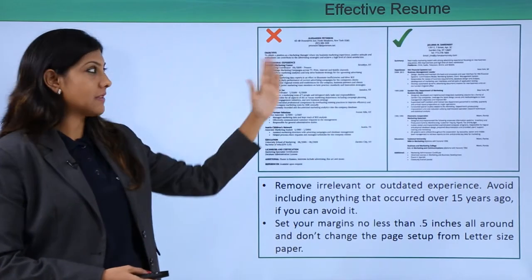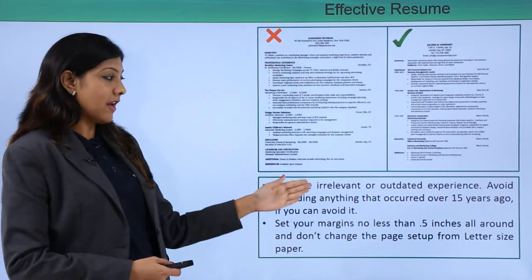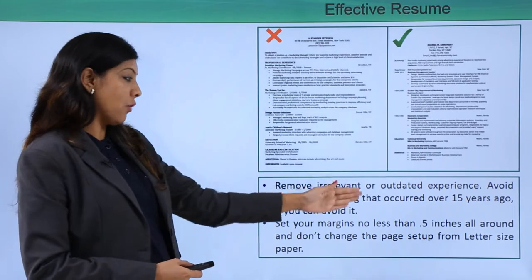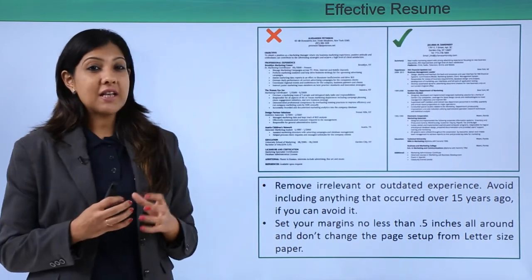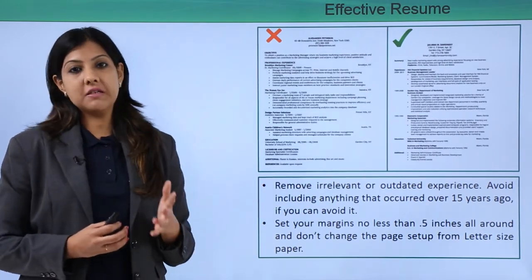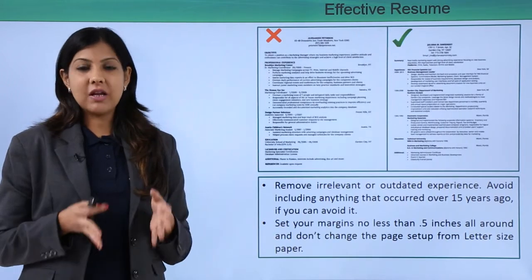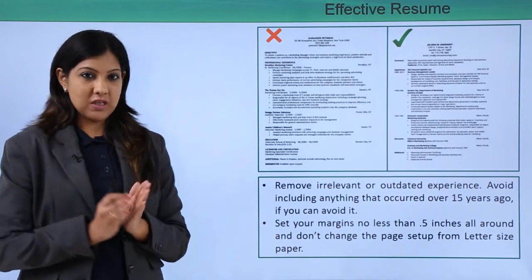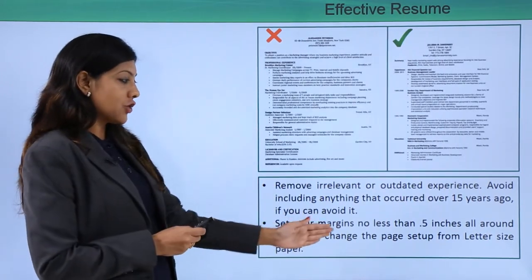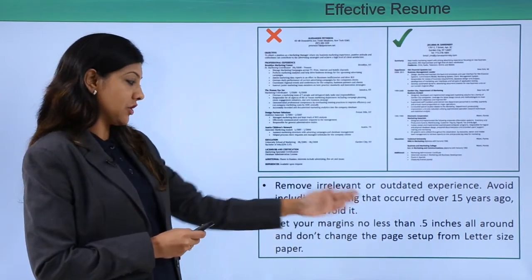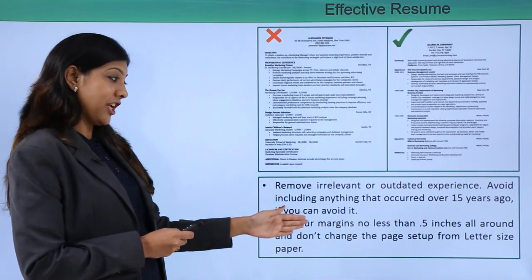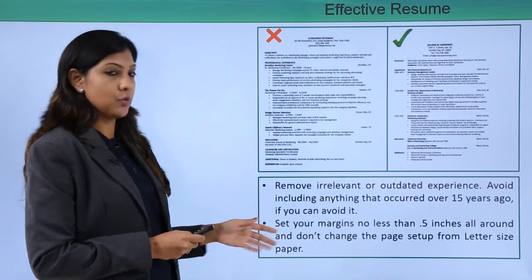If you can see the cross and the tick mark. Well, remove irrelevant and outdated experience. Avoid including anything which has occurred more than 15 years back. Try to keep it as relevant as you can and as less wordy as you can. Set your margins no less than 0.5 inches all around and don't change the page setup from letter size paper.